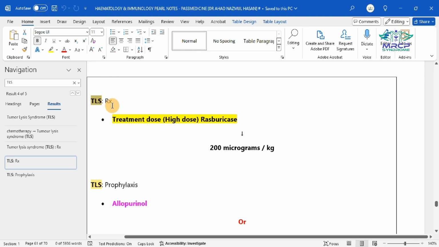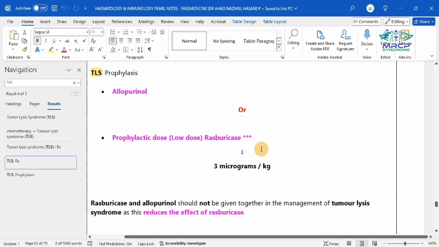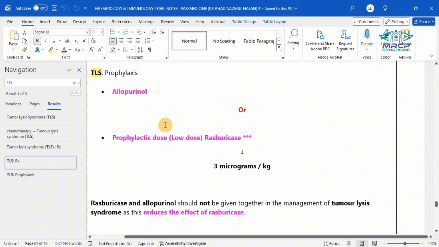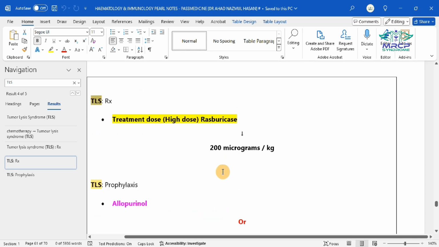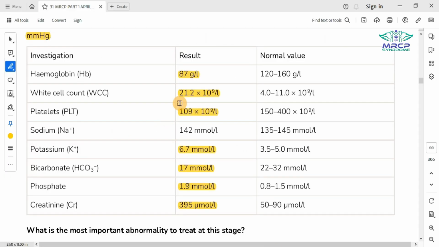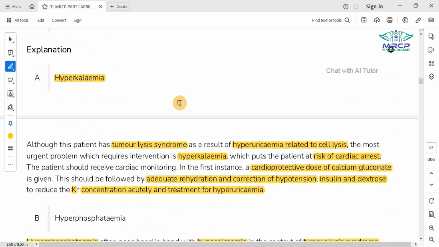In case of treatment, we'll be going for the treatment dose, or high-dose rasburicase, 200 micrograms per kg. And for prevention, we'll be going for the prophylactic low-dose rasburicase, 3 micrograms per kg. So 3 micrograms per kg in case of prophylaxis and 200 micrograms per kg in case of treatment. So allopurinol is only for prophylaxis, and rasburicase is for both prophylaxis as well as acute treatment.